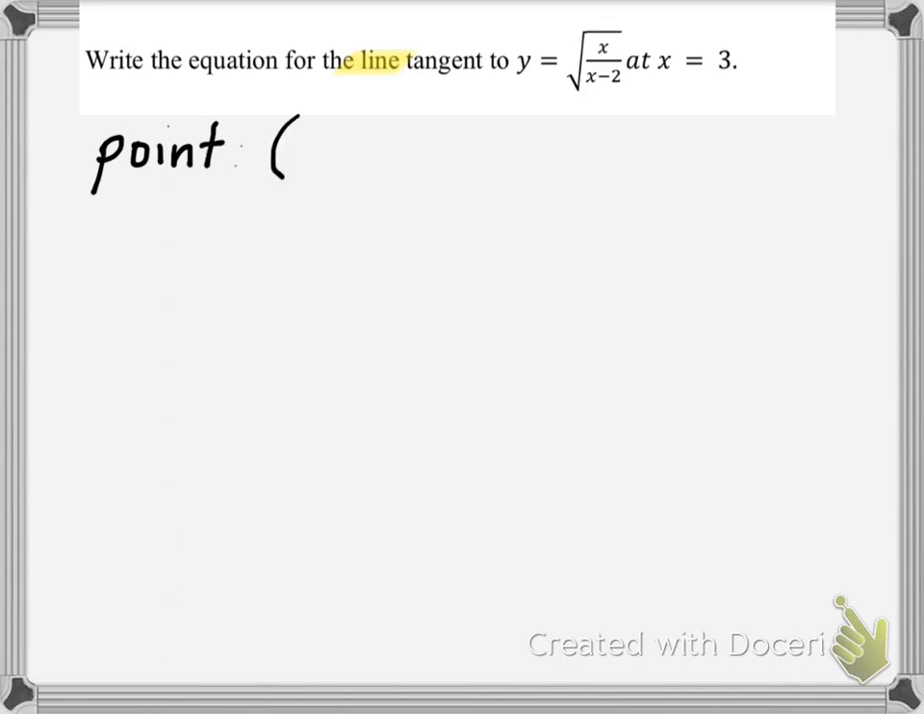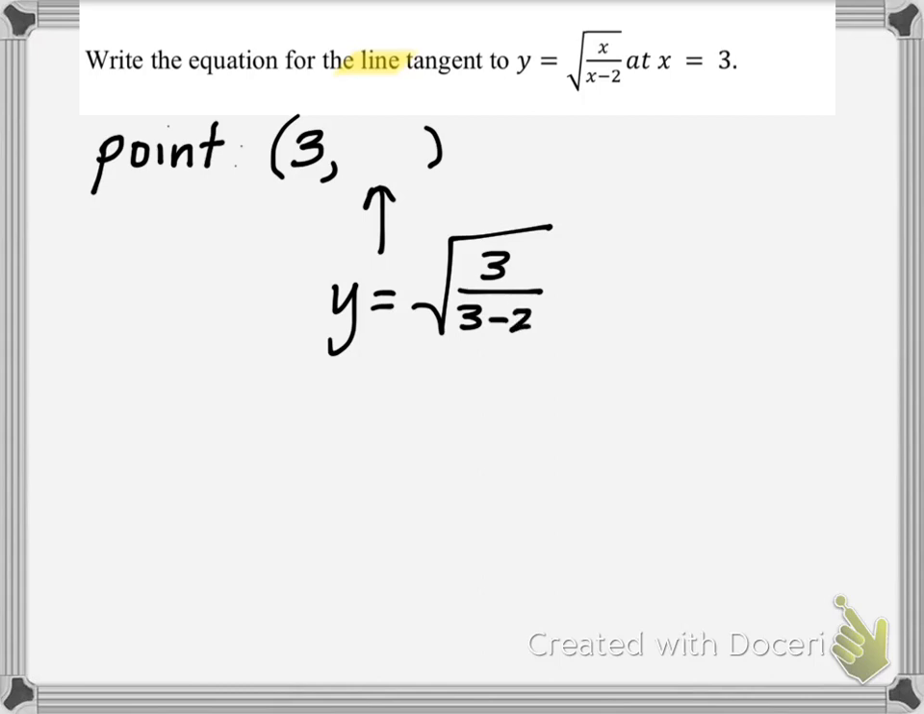We've been given the x value of our point, but now we need to obtain the y value of our point. So we'll do this by substituting 3 into our function. So y equals the square root of 3 divided by 3 minus 2, which will be the square root of 3. So the y value of our point is square root of 3.